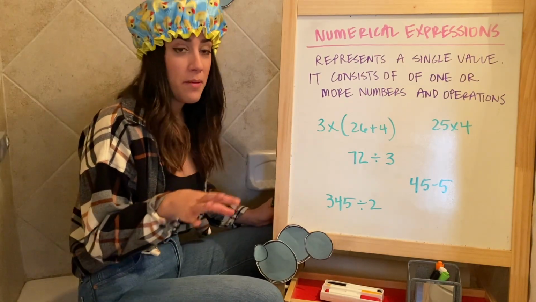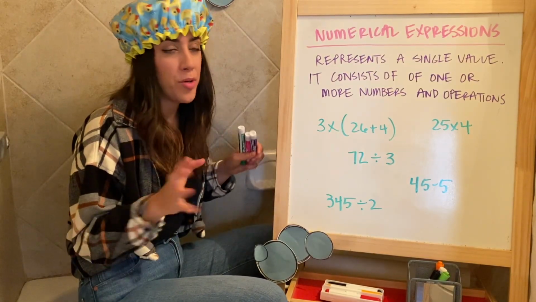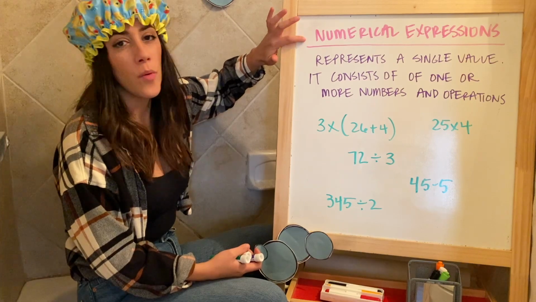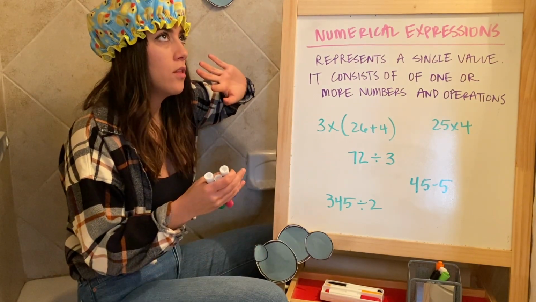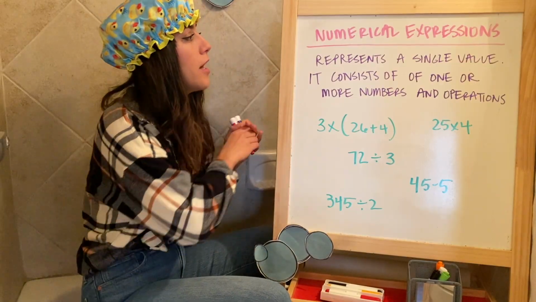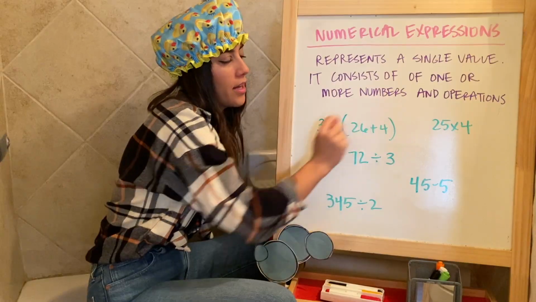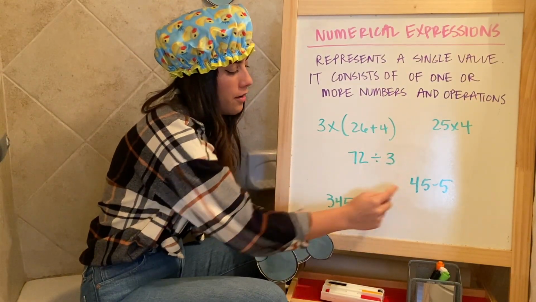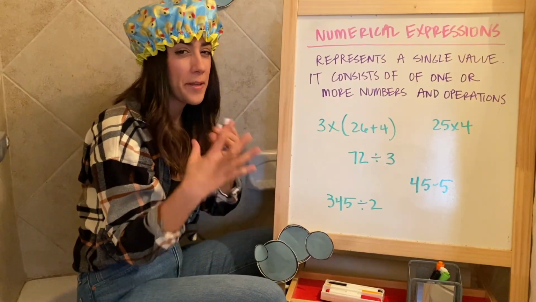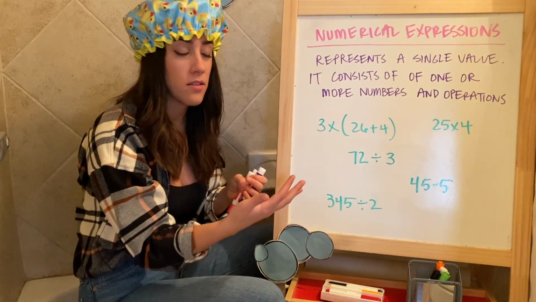Okay, I want to take a moment before I jump into practice problems for input and output tables, and I want to go over what a numerical expression is. They're like equations, but they're a little different. They represent a single value, and it consists of one or more numbers and operations. So these are just some examples of numerical expressions. It's just kind of like the work that you need to do to get to a particular answer, right?